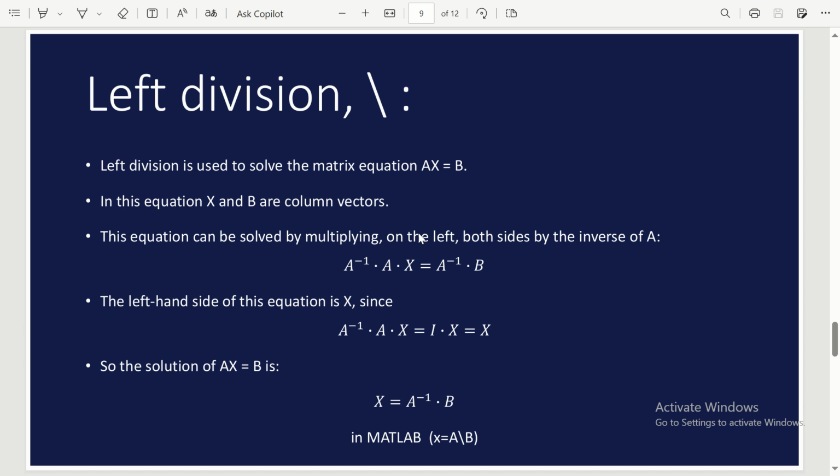This is basically a multiplication by the inverse of one matrix A with a matrix B. So let's see.